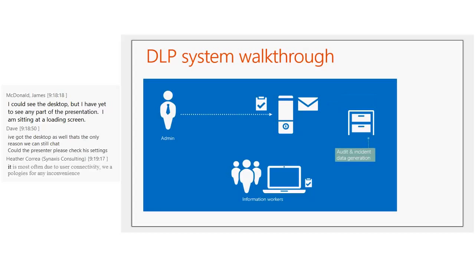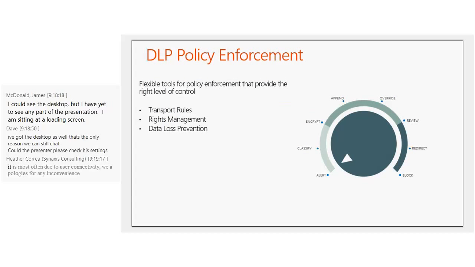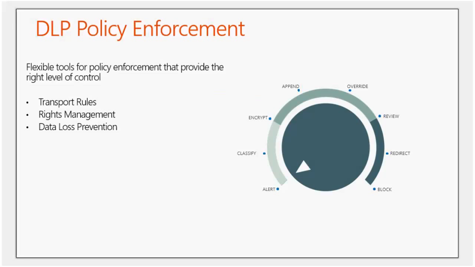Lastly, you can also do some sort of audit and incident data generation, and I have some slides on this later in the deck, so we'll get to it in just a bit. So how does DLP policy enforcement work? The simple answer is it's based on the exchange transport rules, which makes it a lot easier to consume. So if you are familiar with ETRs or have been using EOP, it's extremely similar. In fact, it's using the same set of rules. It's built on top of it.